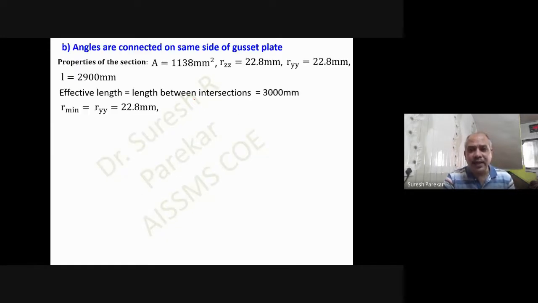If I go for angles on the same side of the gusset plate, now you can see what changes we are going to get over here.